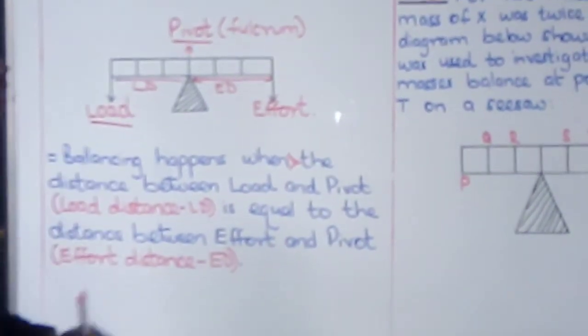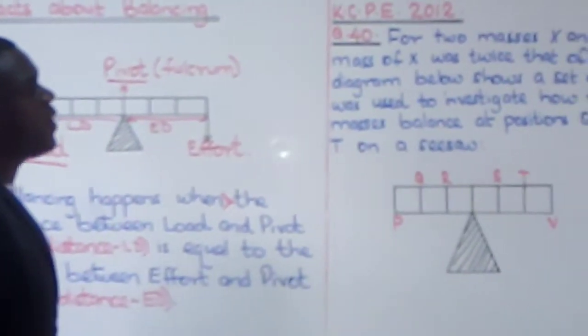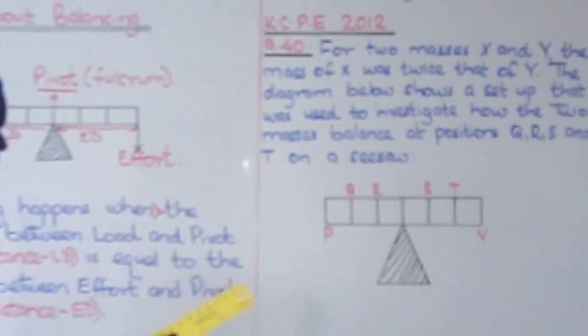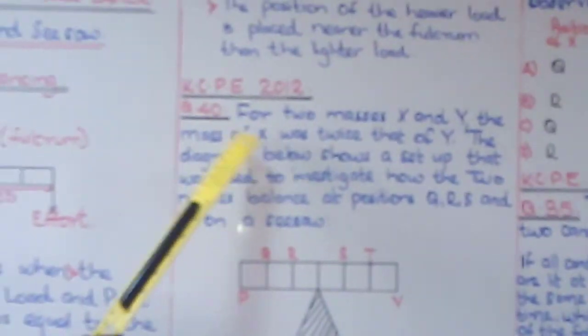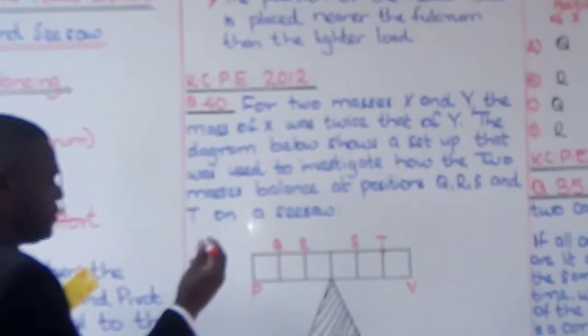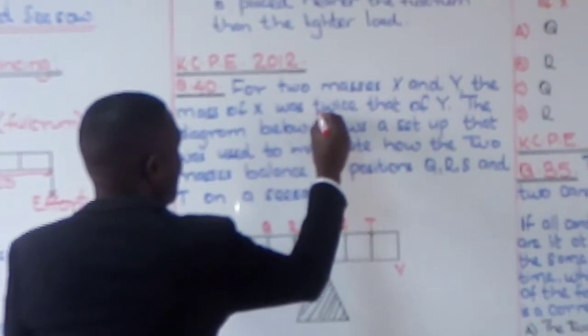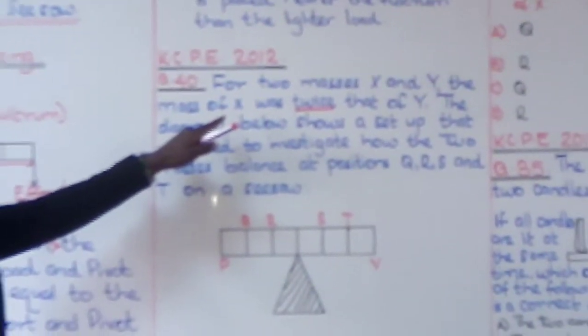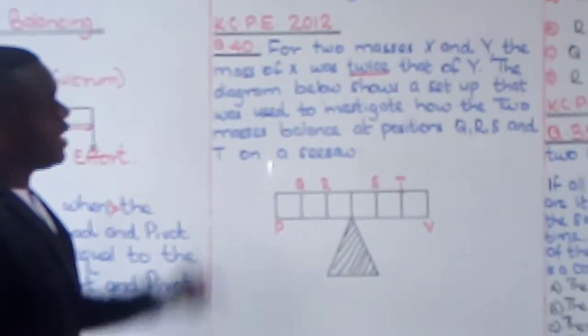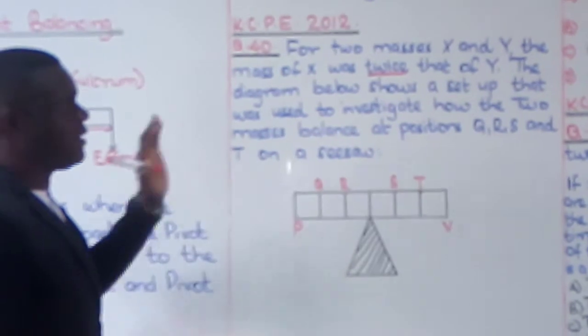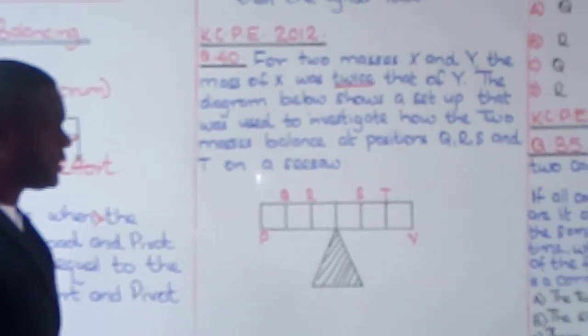We can be able to answer question number 40 of 2012, KCPE 2012. For two masses X and Y, the mass of X was twice that of Y. Twice. I underline the word twice. That means X is twice as heavy as Y. That means if Y is 10, then X is 20. I hope now you understand that question.